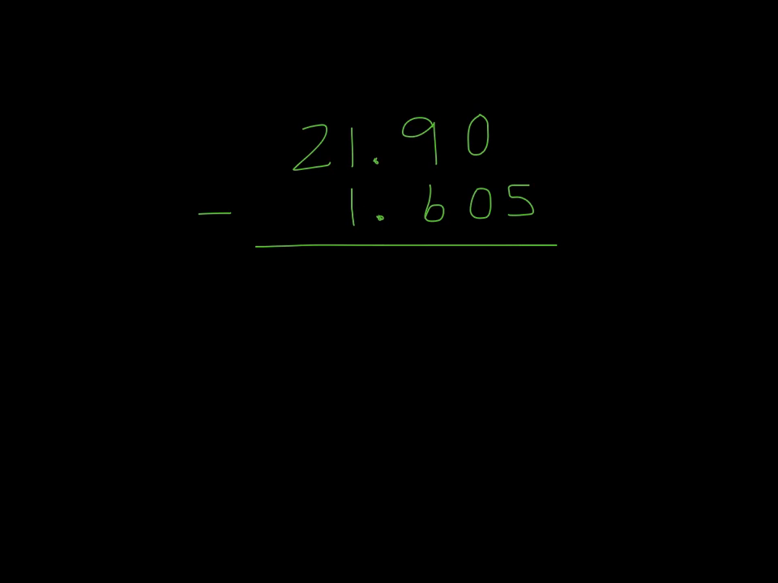Oops, I'm going to do it in a different color so that it makes a little bit more sense here. Those placeholders weren't there to begin with. I could also say this number here is 21 and 900 thousandths if I wanted to, but 9 tenths is acceptable as well. Now I'm going to bring my decimal down and I'm going to attempt to solve it.